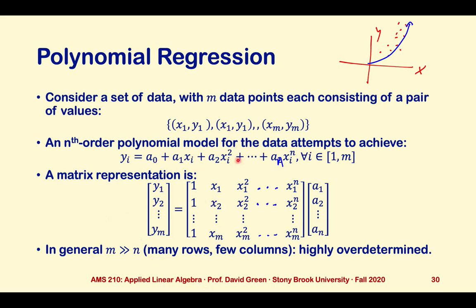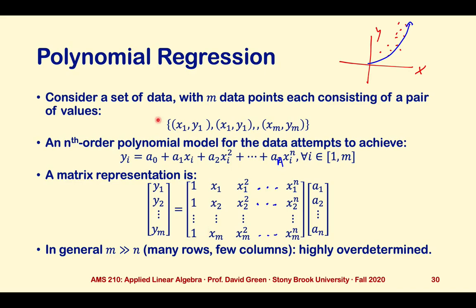In general, the number of data points is much, much bigger than the number of columns. We do a linear or quadratic fit, for example, to hundreds of data points. Many rows, very few columns. This is a very, very highly overdetermined system. It is essentially never the case that this system has an exact solution. Right? It is also almost always the case that the columns are linearly independent.